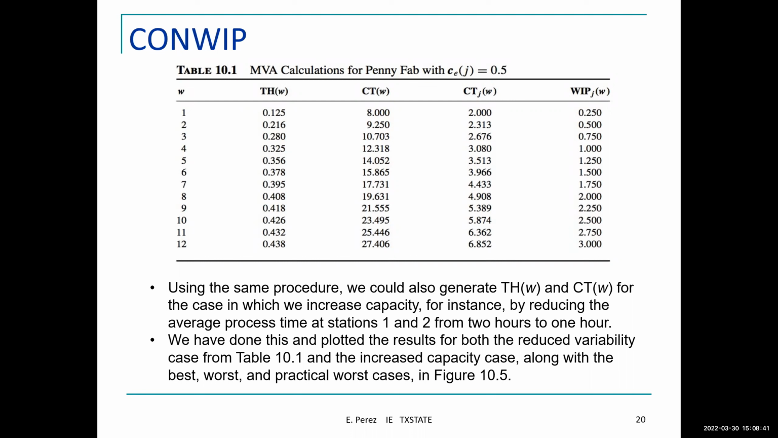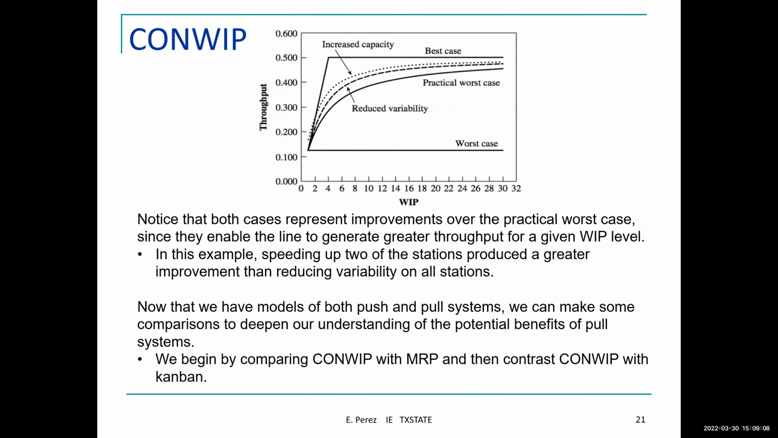Using the same approach, we'll also generate THW and CTW for the case in which we increase capacity, for instance, by reducing the average processing time at stations 1 and 2 from 2 hours to 1 hour. We have done this and plotted the results for both the reduced variability case from table 10.1 and the increased capacity case, along with the best, worst, and practical worst cases, in this figure.